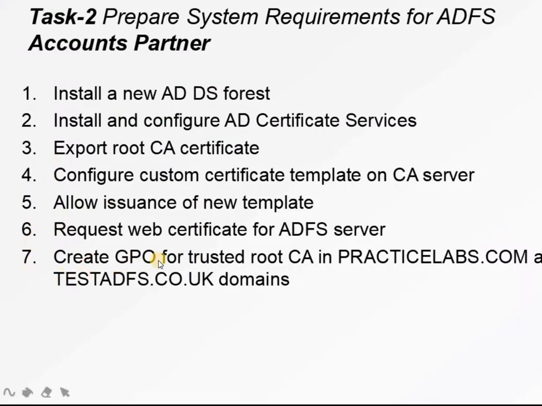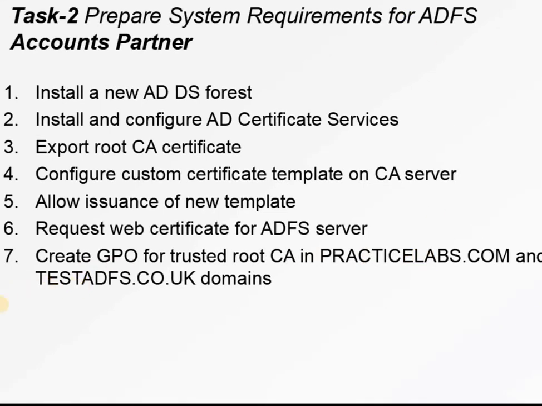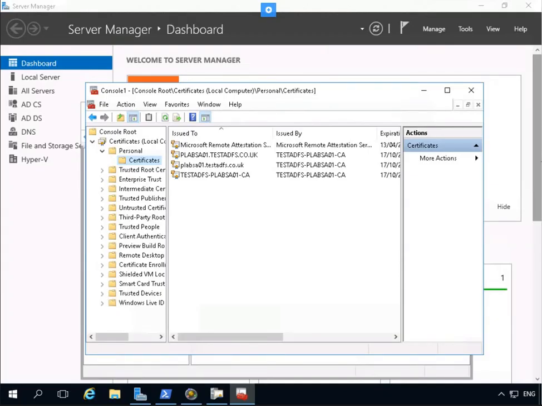The final one, we are going to create GPO, group policy, for trusted root CA in practice, I mean the main domain, and the test what we created, the forest test.adfs.co.uk. Okay, for that we need to connect a domain control. So we have done successfully configured, we have already successfully done all the 6 tasks on the domain member server. So we need to connect the domain control.